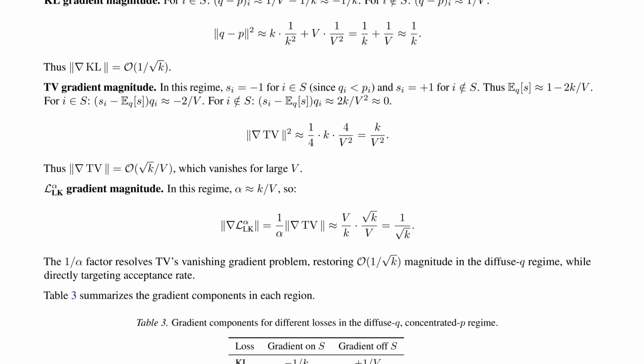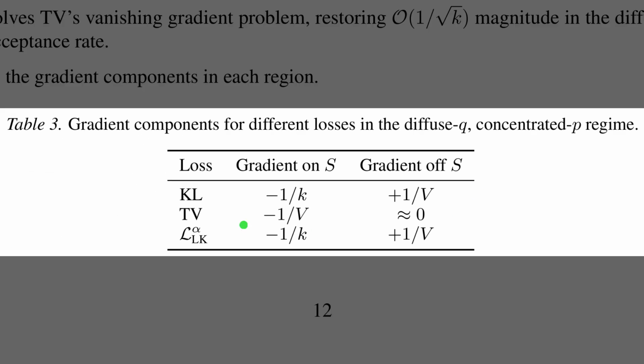So Table 3 explains the mathematical reason why the pure total variation loss failed to converge in the experiments we just discussed. It breaks down the gradient strength when the draft model is still uncertain. Look at the middle row for TV versus loss. The gradient on the target set S scales with 1 over V, the vocabulary size. Since the vocabulary V is massive, this value is tiny, causing the gradients to vanish. However, the LK loss in the bottom row fixes this by scaling with 1 over K, matching the strong learning signal of the standard KL divergence.